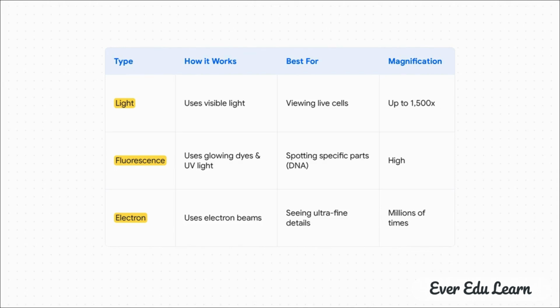Your standard light microscope is your everyday workhorse. It's perfect for watching living cells go about their business. But what if you want to see one specific thing, like DNA? That's when you grab a fluorescence microscope. It uses glowing dyes that latch onto what you're looking for, making it light up like a neon sign. And then there's the big gun, the electron microscope. This thing can magnify things millions of times. That's like being able to see a fly on a skyscraper from another state. So the key takeaway is simple. The question you're asking determines the tool you use.